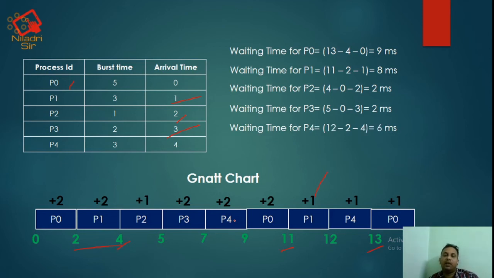So what will be the average waiting time? We will have to add all these values and then divide by 5. So the answer is 5.4 microseconds.